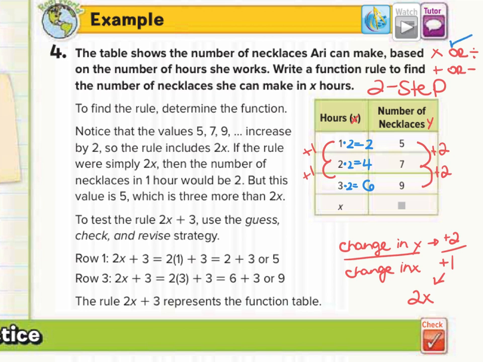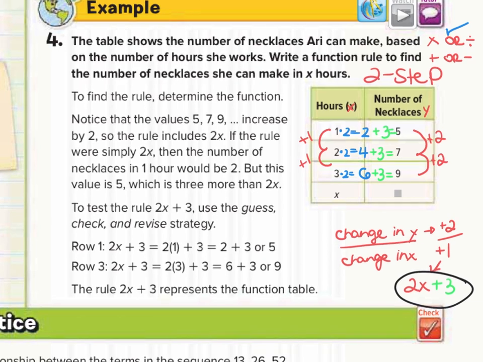Now we need to find the addition or subtraction. So let's look at the numbers we have now and see what addition or subtraction we have to do to get to our output. So I could do 2 plus 3 to get to 5, 4 plus 3 to get to 7, 6 plus 3 to get to 9. So the last part of the equation is add 3. So the whole function rule for this one is 2x plus 3.